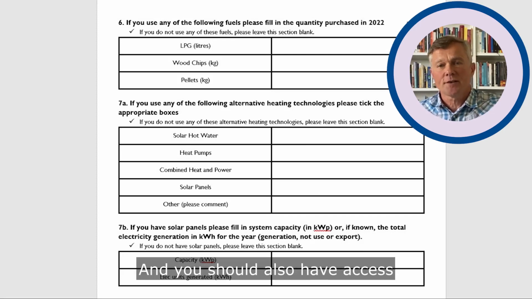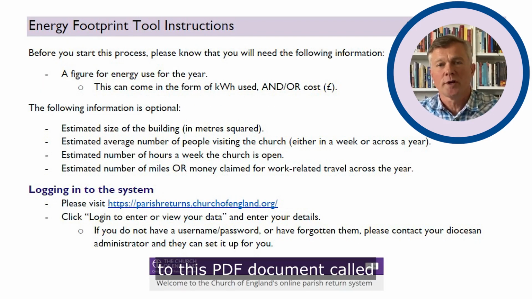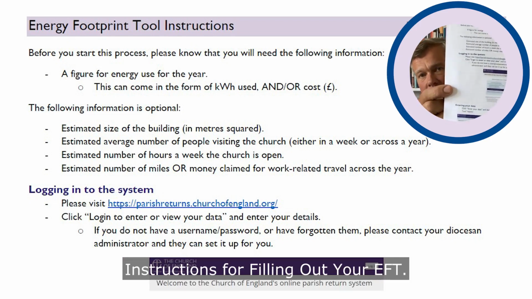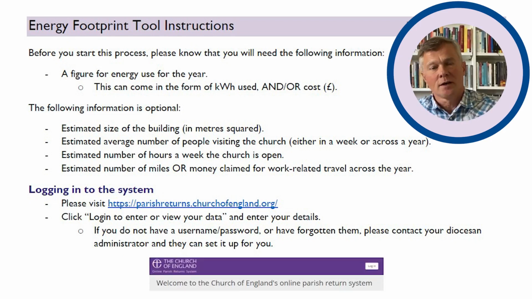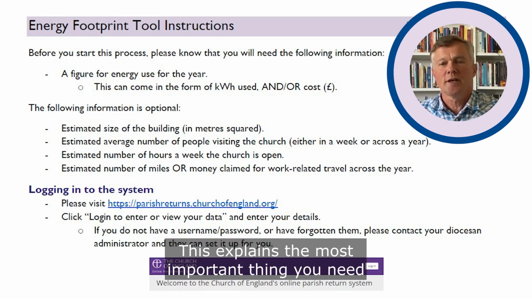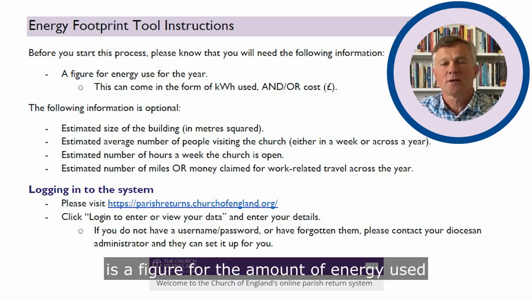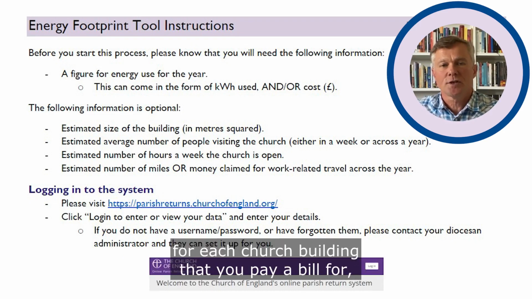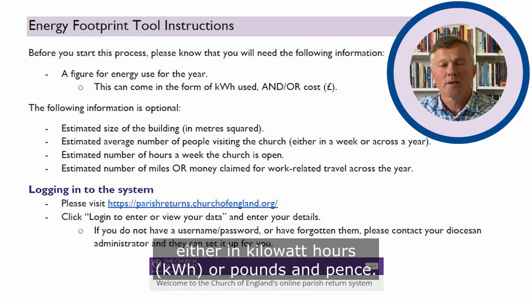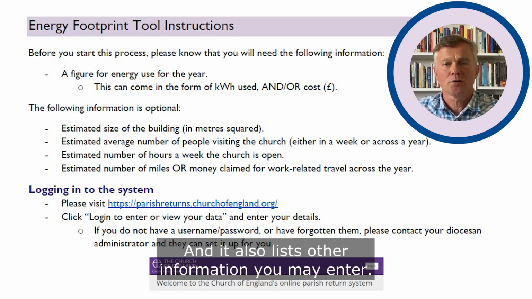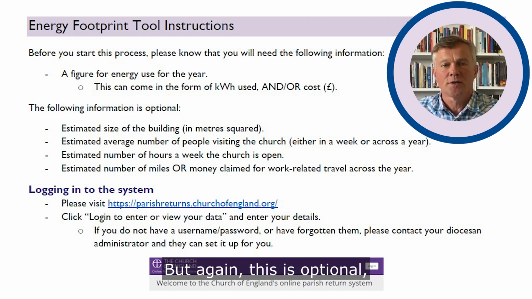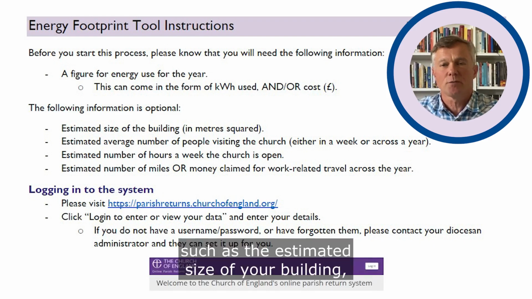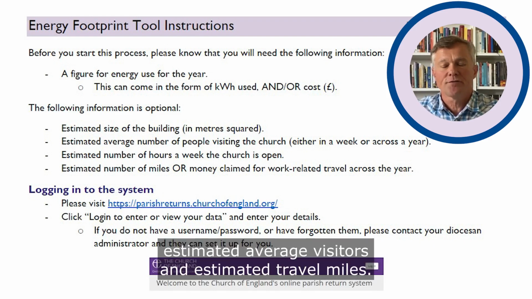And you should also have access to this PDF document called Instructions for Filling Out Your EFT. And this explains the most important thing you need is a figure for the amount of energy used for each church building that you pay a bill for, either in kilowatt hours or pounds and pence. And it also lists other information that you may enter, but again, this is optional, such as the estimated size of your building, estimated average visitors, and estimated travel miles.